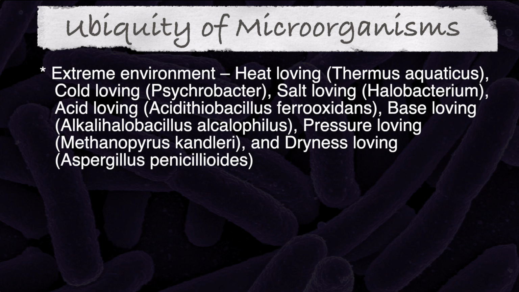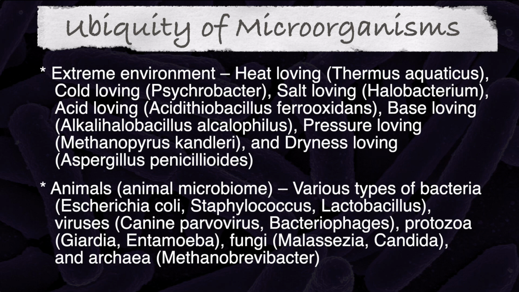Microorganisms can also be found in extreme environments, including ones that are heat-loving like Thermus aquaticus, cold-loving like Psychrobacter, salt-loving like Halobacterium, acid-loving, base-loving, pressure-loving, and dryness-loving. Microorganisms can also be found with animals, including various types of bacteria like E. coli or Staphylococcus, viruses like canine parvovirus, protozoa like Giardia, fungi, and archaea.